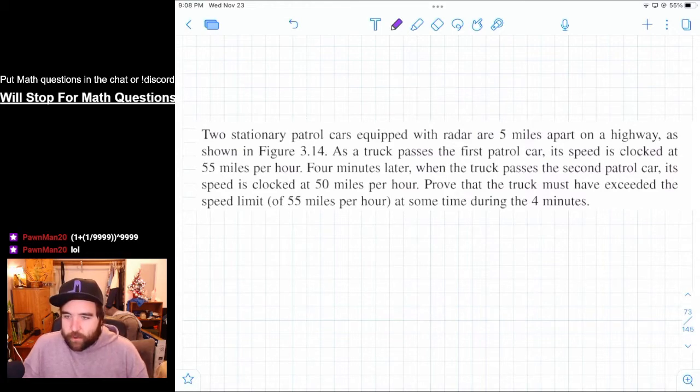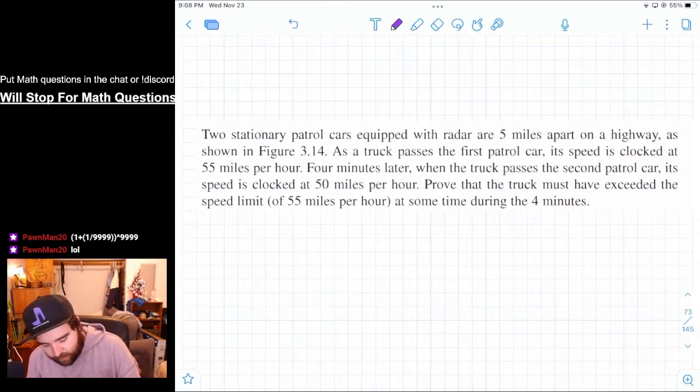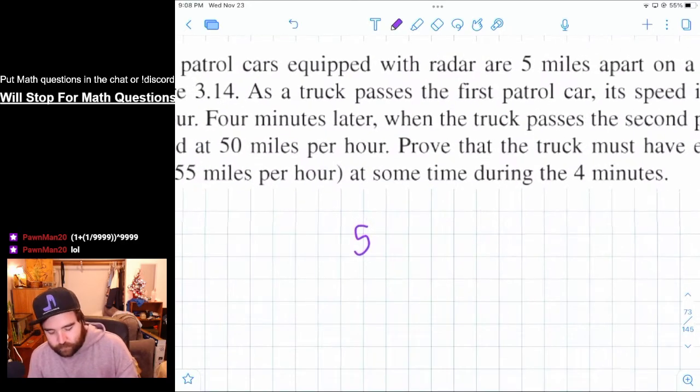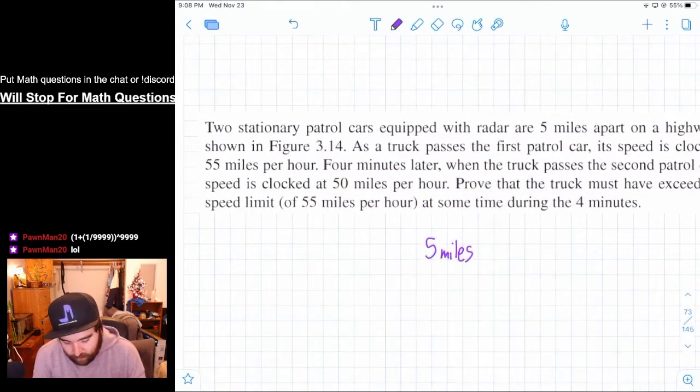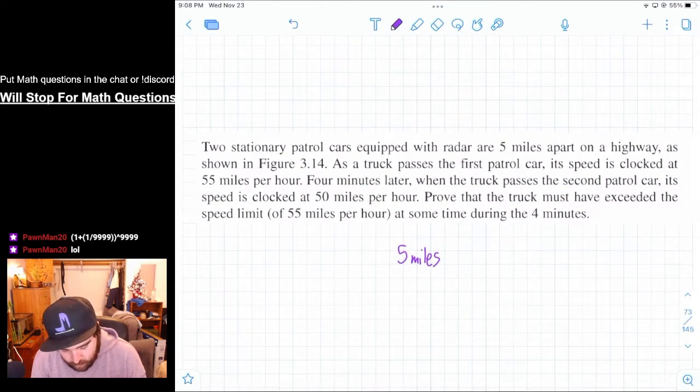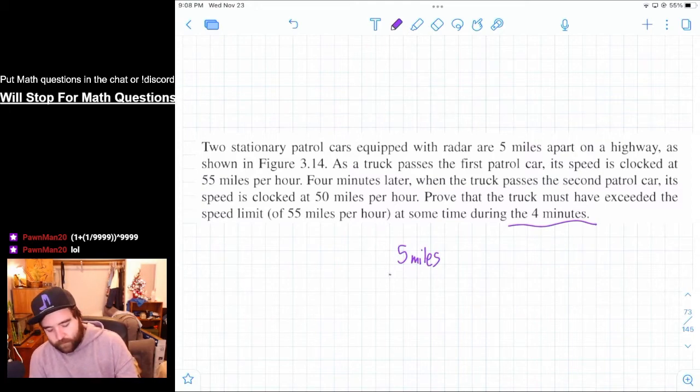So the idea here is, how long did it actually take him to travel? What was his average speed? Because that's what the secant line is, right? It's like the average speed. So if we look at this, they went 5 miles. And how long did it take them? It took them 4 minutes. So it's 5 miles per 4 minutes.